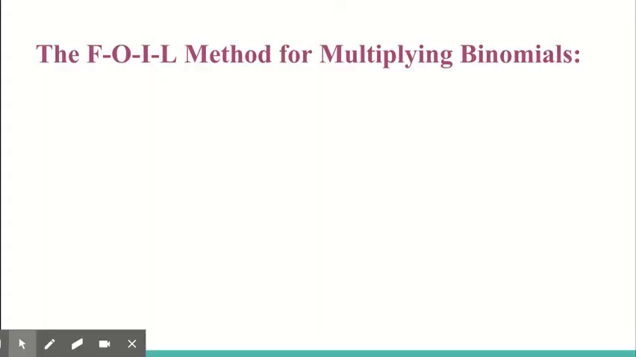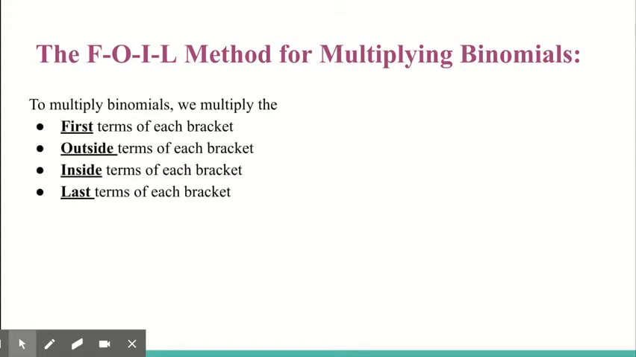Okay, so now we have the FOIL method for multiplying binomials. So when we're multiplying, we first want to do the first terms of each bracket, the outside terms, the inside terms, the last terms. This will all make sense in a second. So let's take an example.